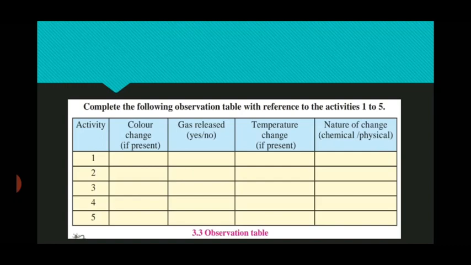Now come to the fifth one. What is given here? Take the phthalic anhydride in the evaporating dish. So we have to take that one. There is no color change, no gas is released, and there is no temperature change. And which type of change is that one? Physical change.